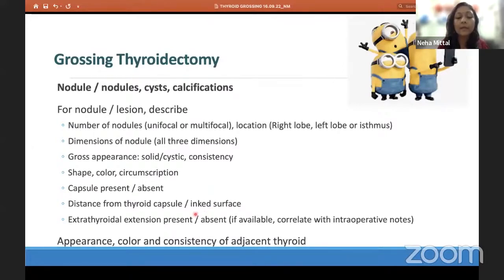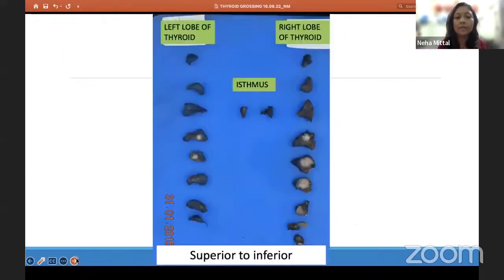available. Then note the appearance, color, and consistency of the adjacent thyroid. Do not forget the adjacent thyroid, and always sample as well as mention the status of the adjacent thyroid in your grossing specimen. So this is to show you the grossing of the total thyroidectomy specimen.